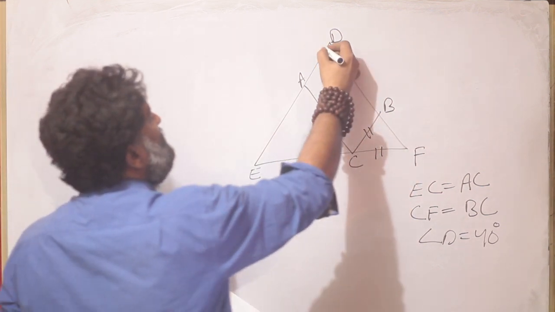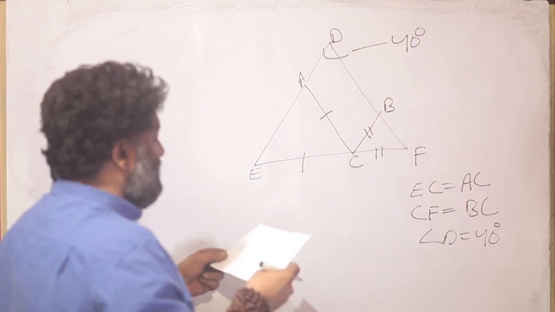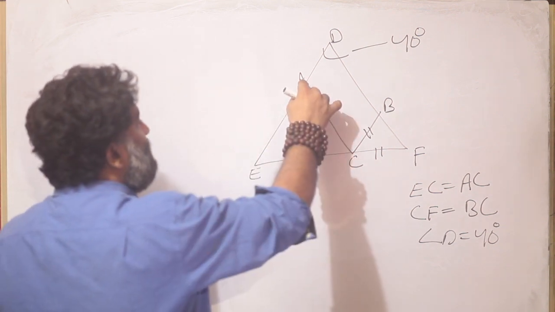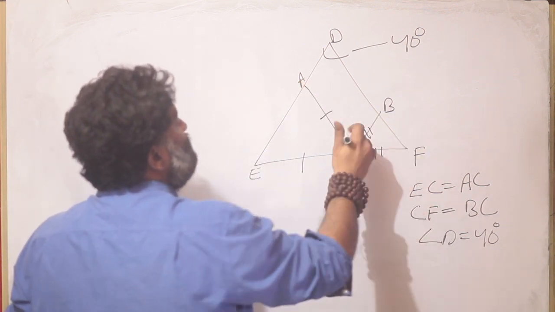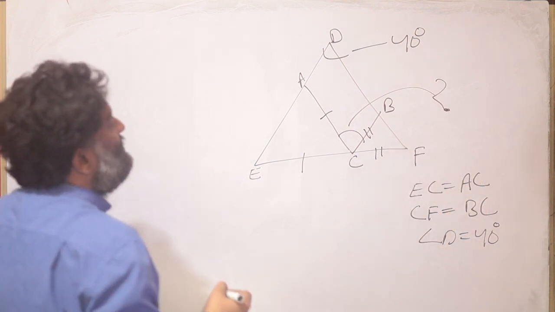And it is given to me that this angle is 40 degrees. So angle D is given as 40 degrees. And the question is, what is the measure of angle ACB? So this is the angle that I have to figure out. This is my question. So let's start working on this.